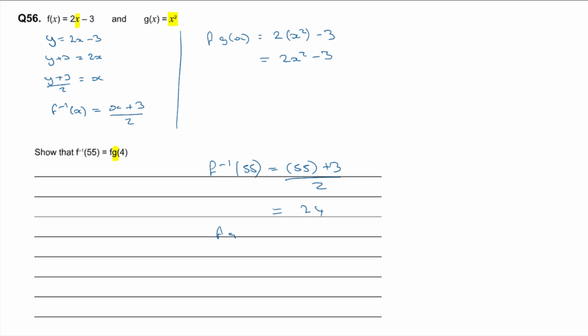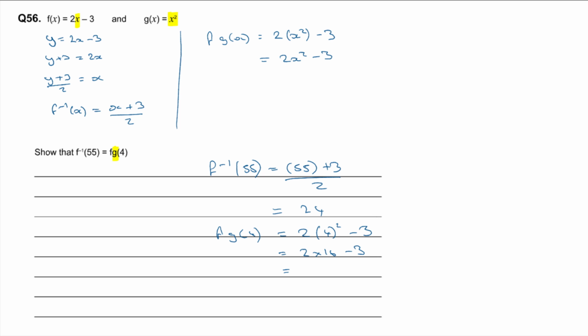And f of g of 4, what's that going to be then? That's going to be 2 lots of 4 squared minus 3. So that's going to be 2 times 16 minus 3. 2 16s are 32. Take away 3. Doesn't work.